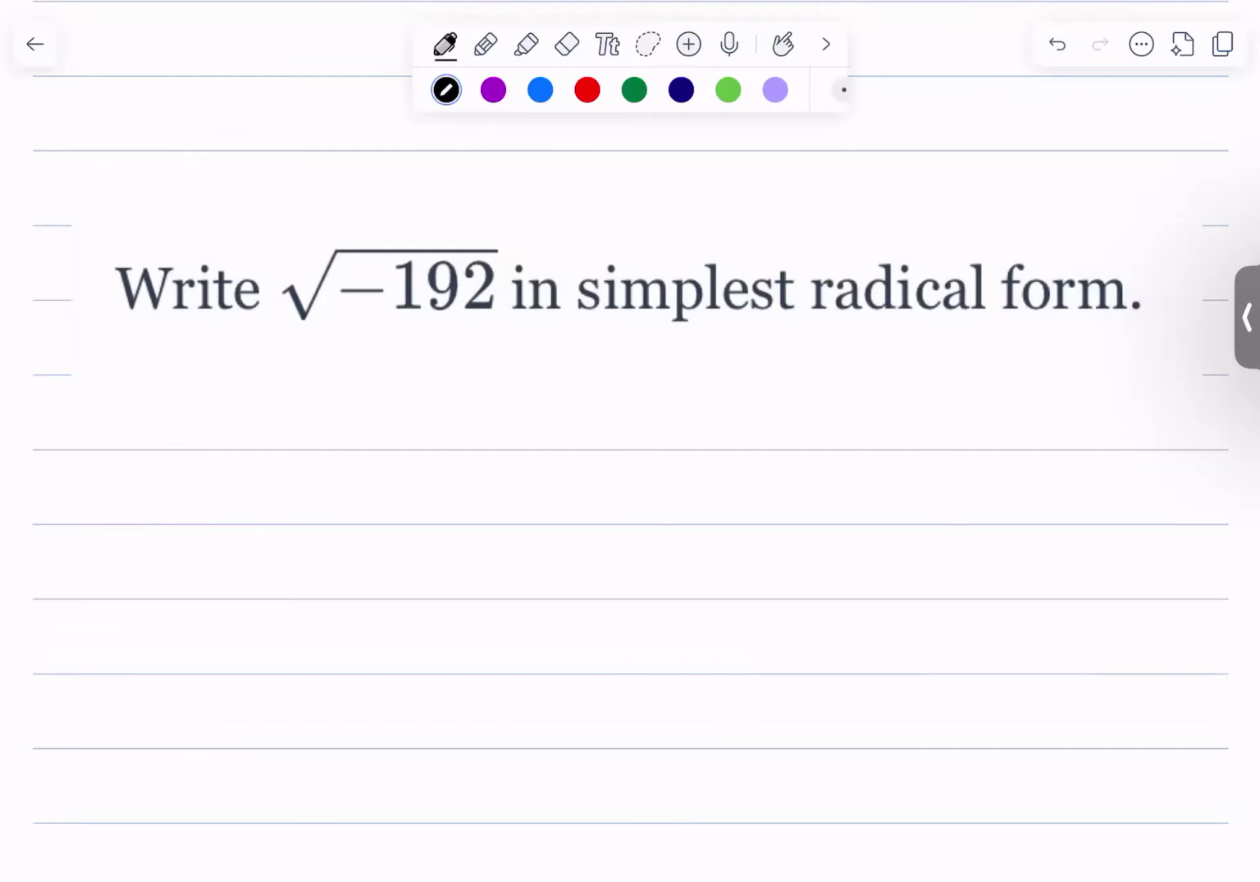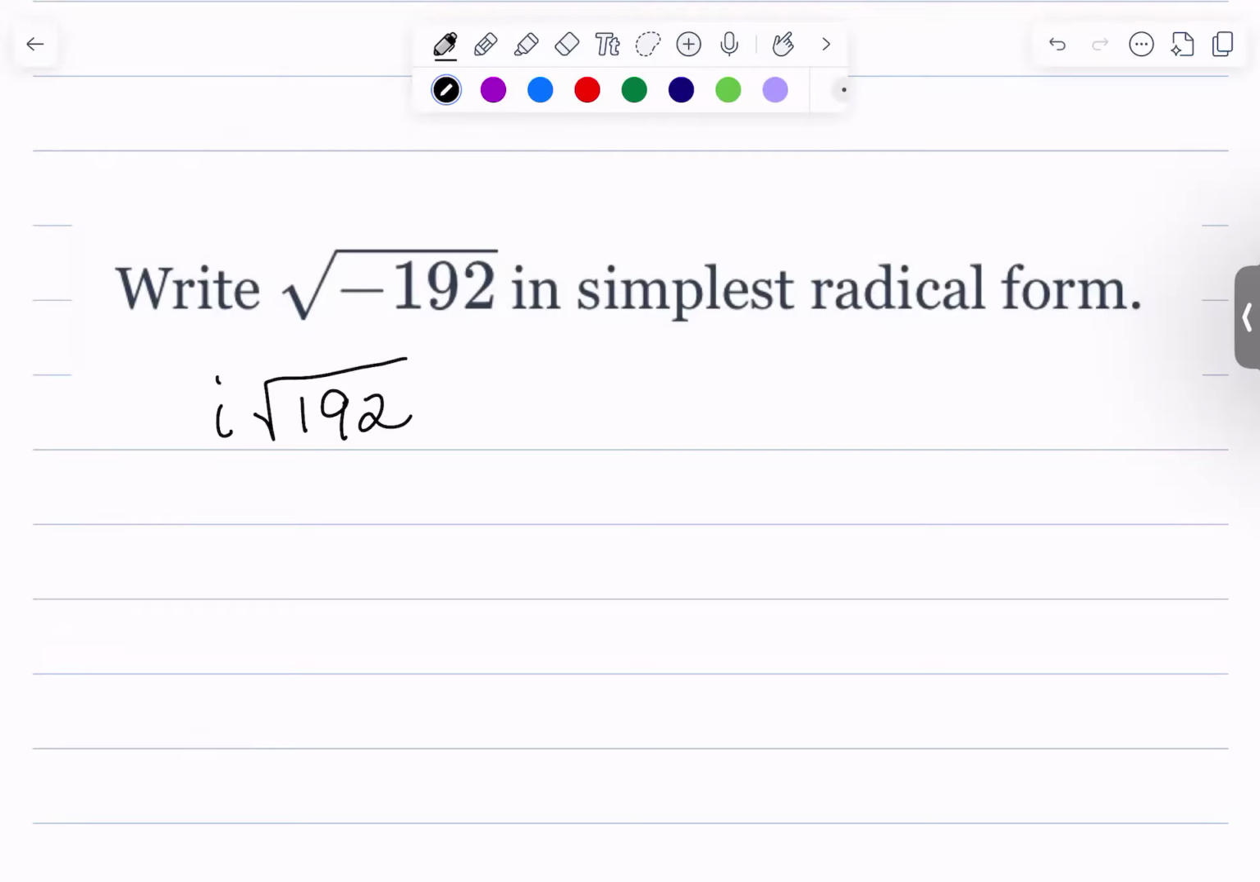So in this case here, I see a negative. So I'm going to take that negative out first. 192. So 192 is a pretty big number, right? And without a calculator, okay, I'm going to approach this without a calculator.